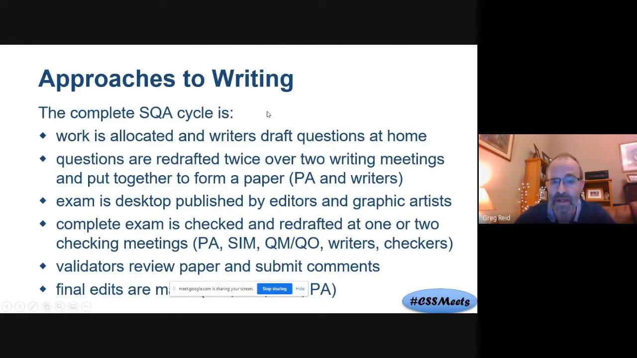So how do we do this? Well, we allocate work and we get our writers together. The questions, as I said, are redrafted a couple of times and then put together in a paper. SQA has got editors and graphic artists, so after the writing stage is done, we make it look like an exam paper at that point, and then it goes through the checking process, and it's going to be drafted another couple of times.